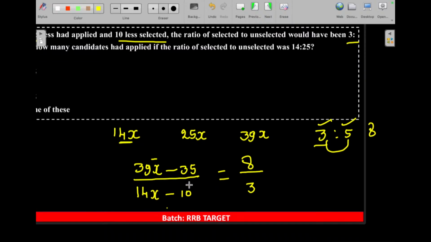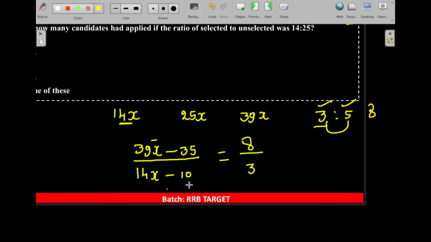Do it. I will explain, one second, I will explain completely. Just write it down and solve this question, and tell me your answer also.